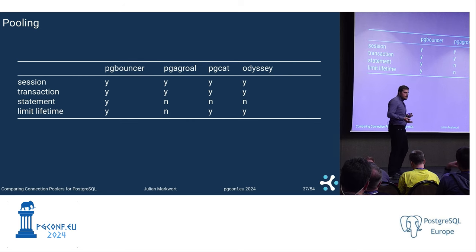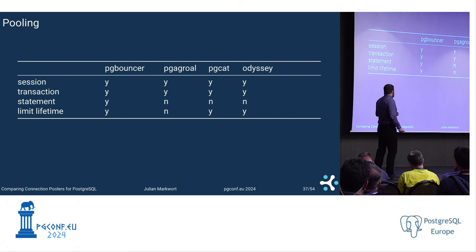And transaction level pooling is, as I said, where you only are connected through to the database whenever you're inside a transaction. And then there is even statement level pooling, which is something that only pgbouncer supports. I suppose if you already support transaction level pooling, it's trivial to also support statement level pooling. And I suspect that this is a useless feature. But I don't know. Maybe there is somebody in the back of the room that uses this every day.